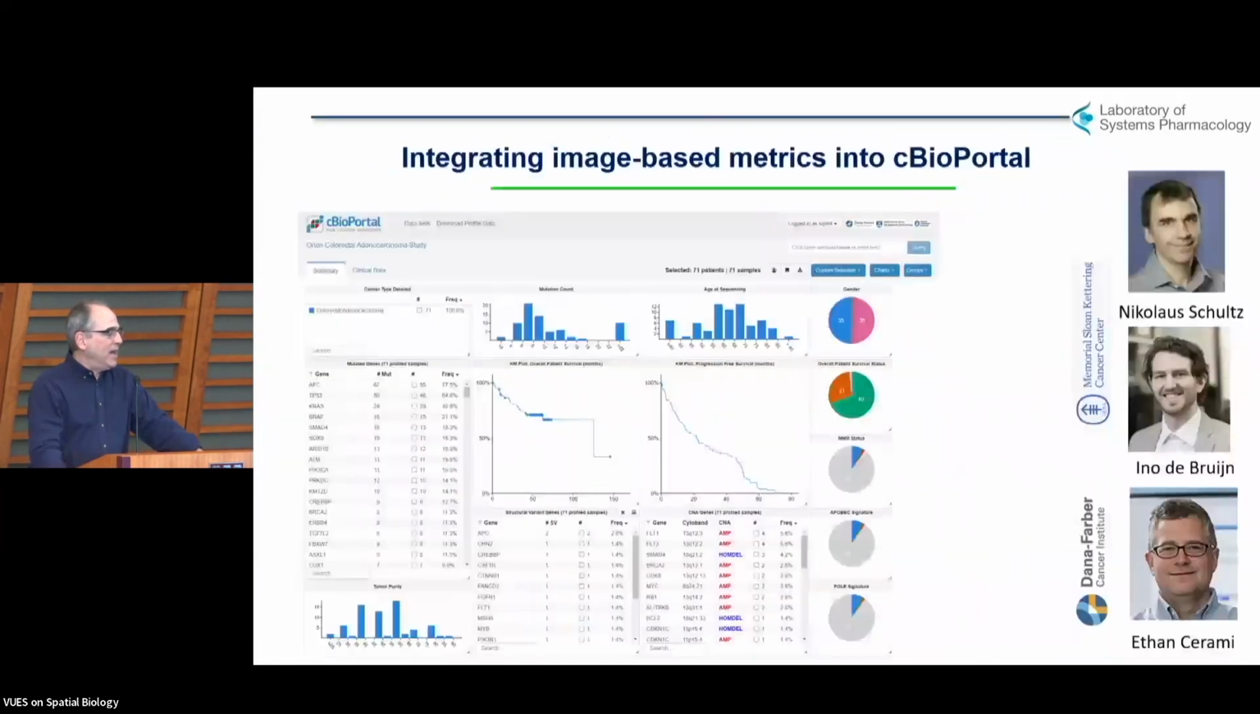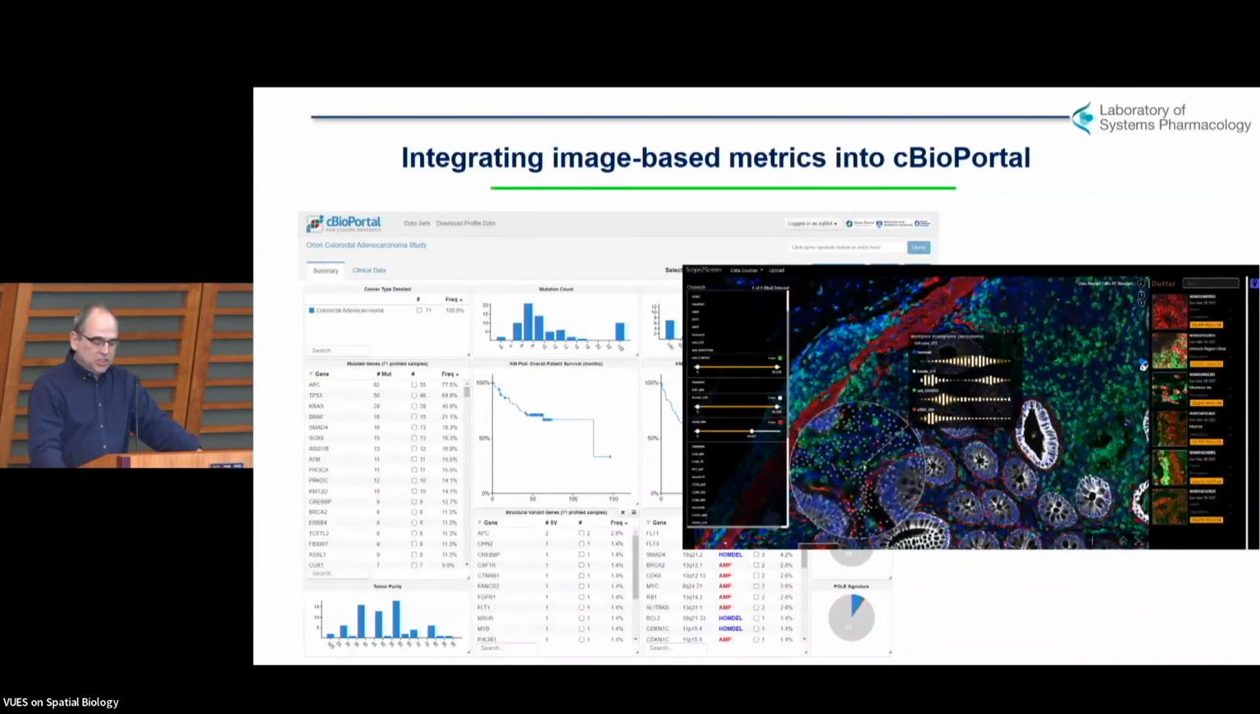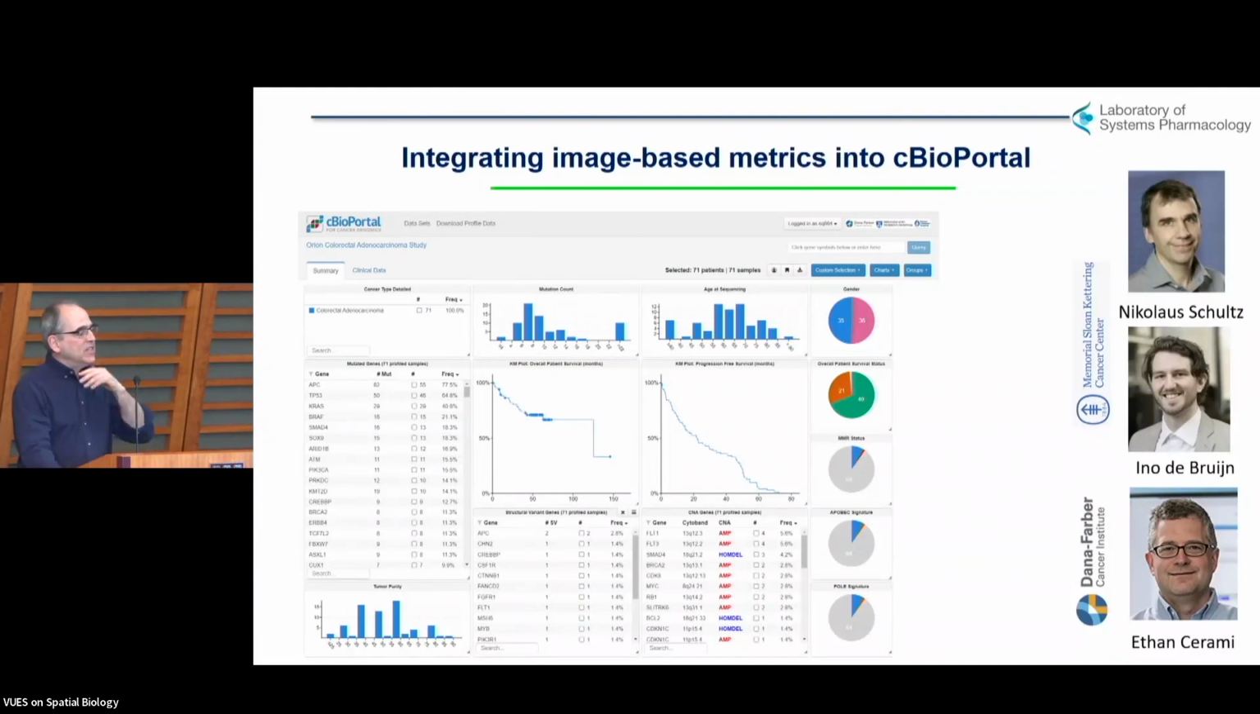So anyway, I'm just going to skip ahead on this, given the hour. This shows you one thing we have been doing, which is getting this data into cBioportal. I don't know how many people know about cBioportal, but if you are at all interested in cancer genetics, it's the place to go. It doesn't have spatial data now. And so working with Nikki Schultz and Ethan Cerami here at DFCI and at MSKCC, you can now get spatial data directly out of cBioportal.